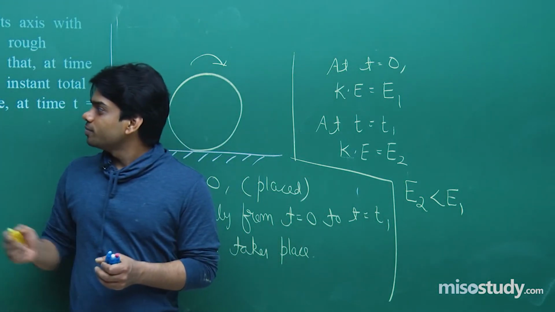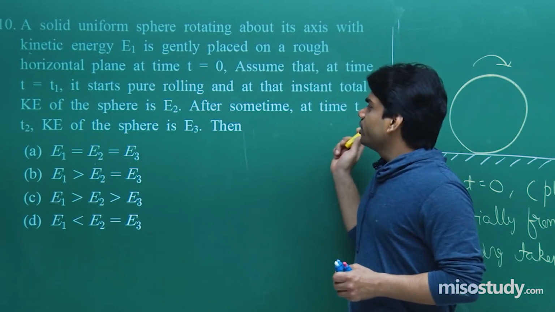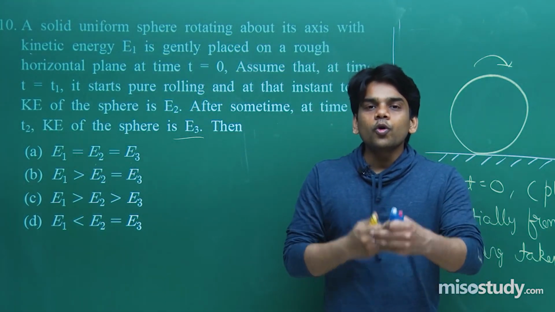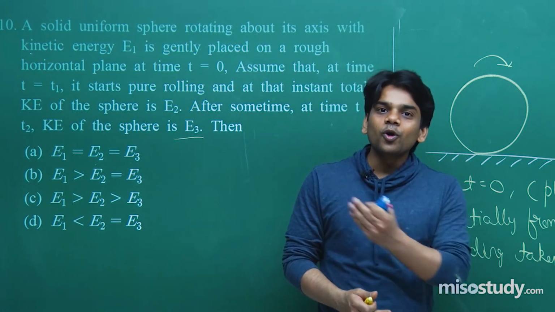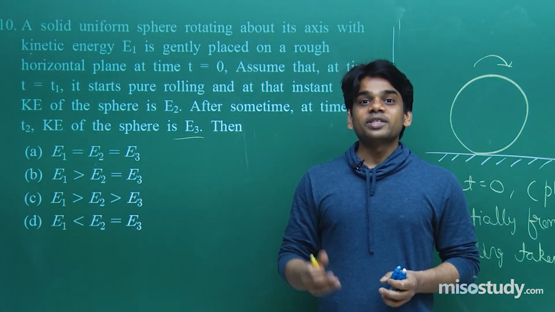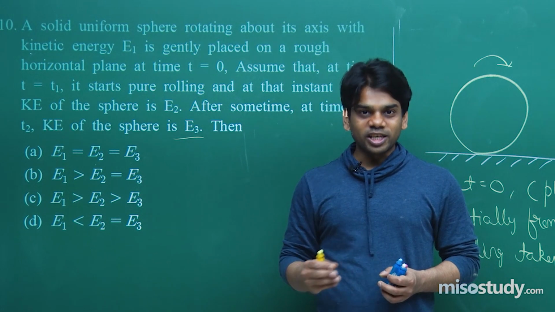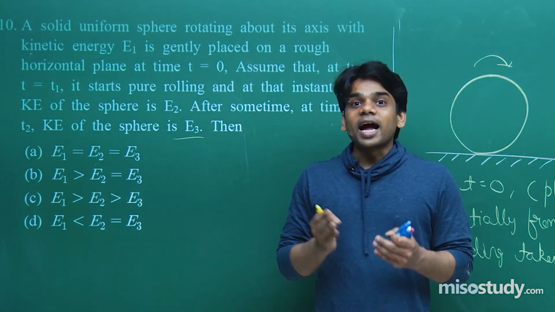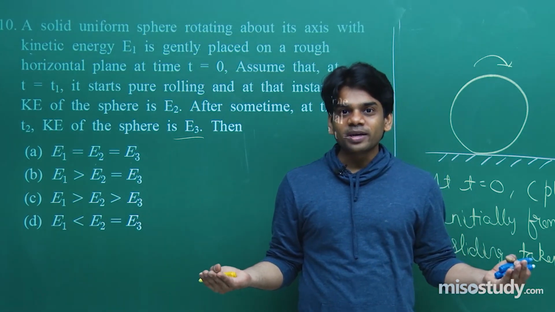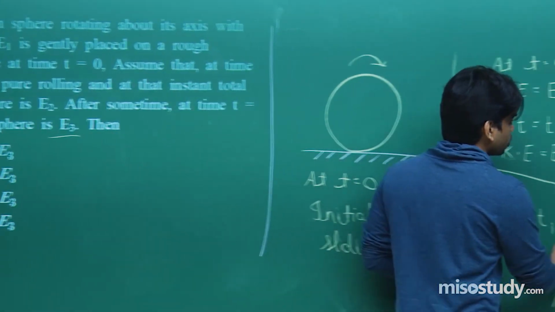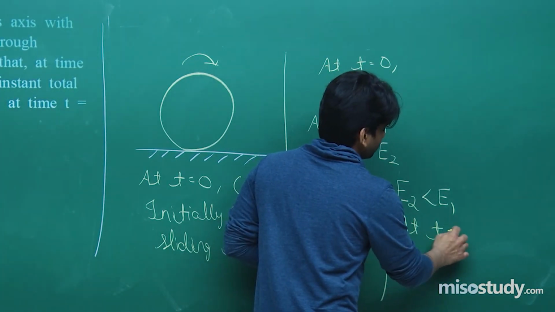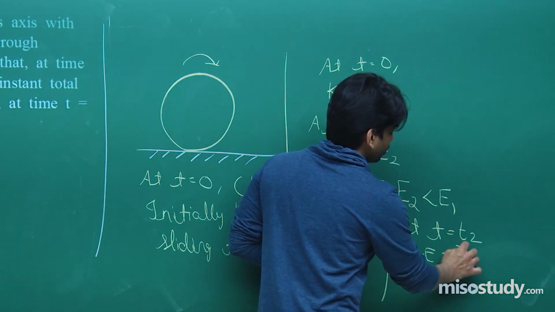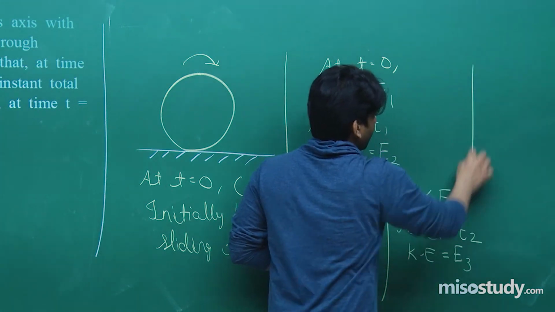Now you see further, after some time, at time t equals to t2, kinetic energy of the sphere is E3. Pure rolling starts and pure rolling continues. That means angular velocity will not change, linear velocity will not change. That means kinetic energy will not change, that will remain conserved. So at time t equals to t2, kinetic energy is equal to E3.